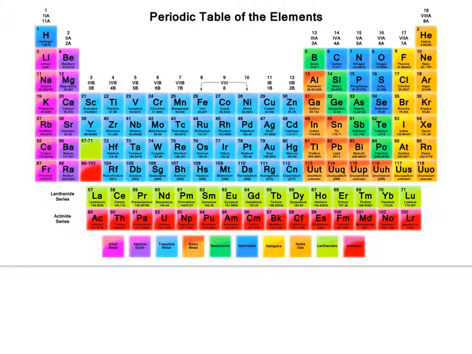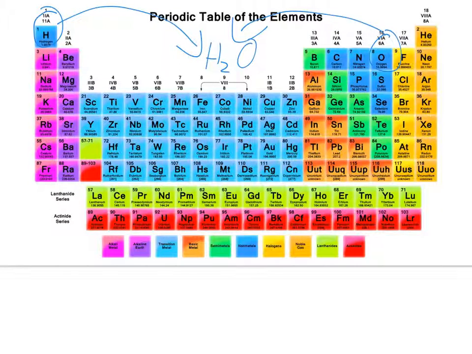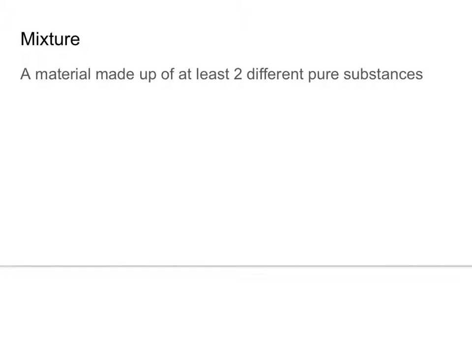Right here is the periodic table. If we're thinking about water, we're taking oxygen and hydrogen. We're joining them together, which makes H2O. H2O, representing water, would be considered a pure substance. So a mixture is a material that's made up of at least two different pure substances. Not limited to, but at least two things combined together.